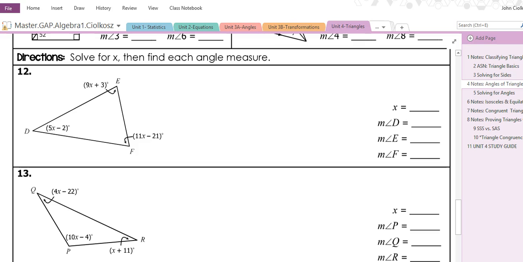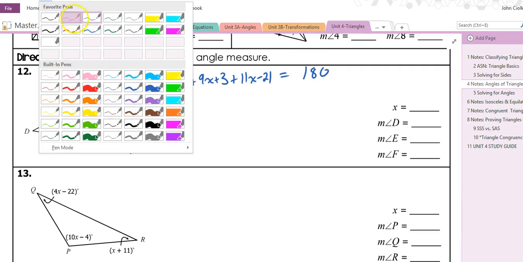Okay, let's do one of these together. What should these three add up to? Well, they're in a triangle, so it must be 180. Doesn't matter what order I'm adding these in, as long as they're all on the same side and equal to 180. So let's start with our like terms.